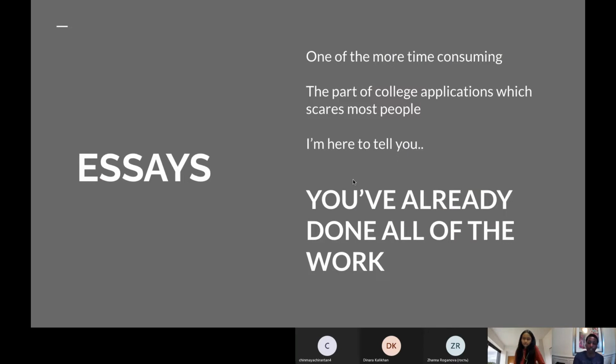Essays. This is arguably the most important part of the college application, and one of the parts which tends to scare more people. I remember there was a little survey on what people would be more afraid of, death or public speaking, and most people picked public speaking. Talking and writing are often the things that people struggle with the most.